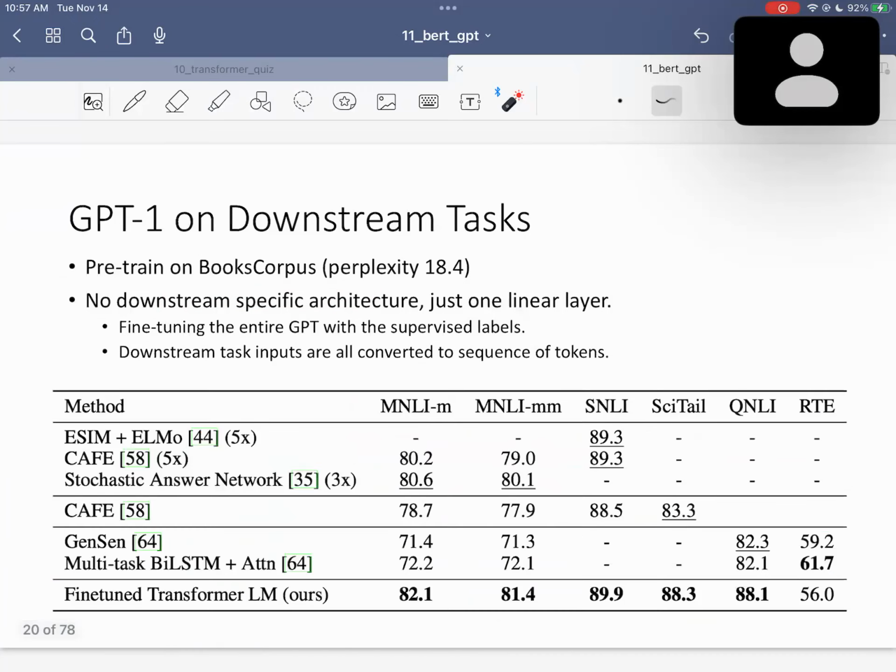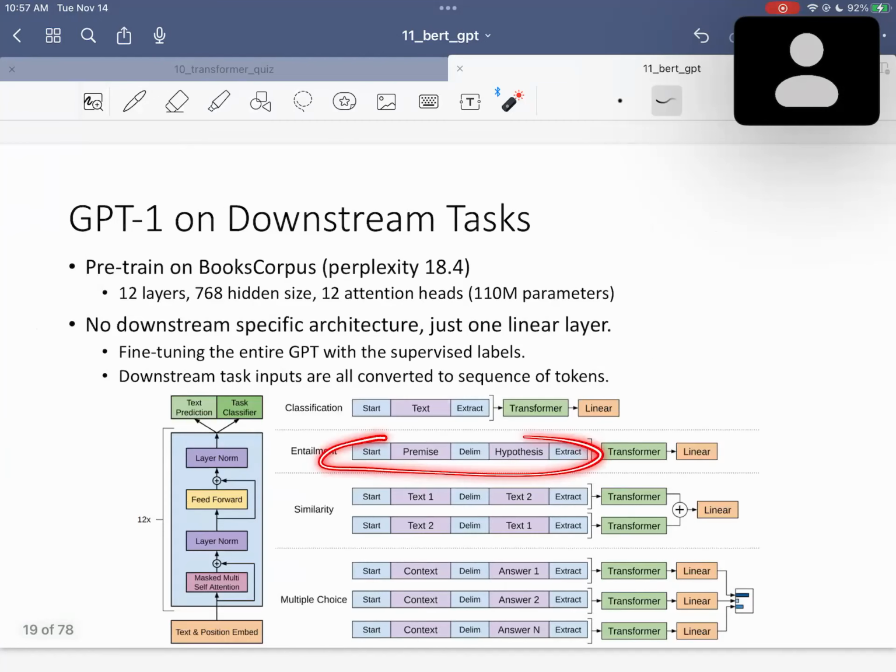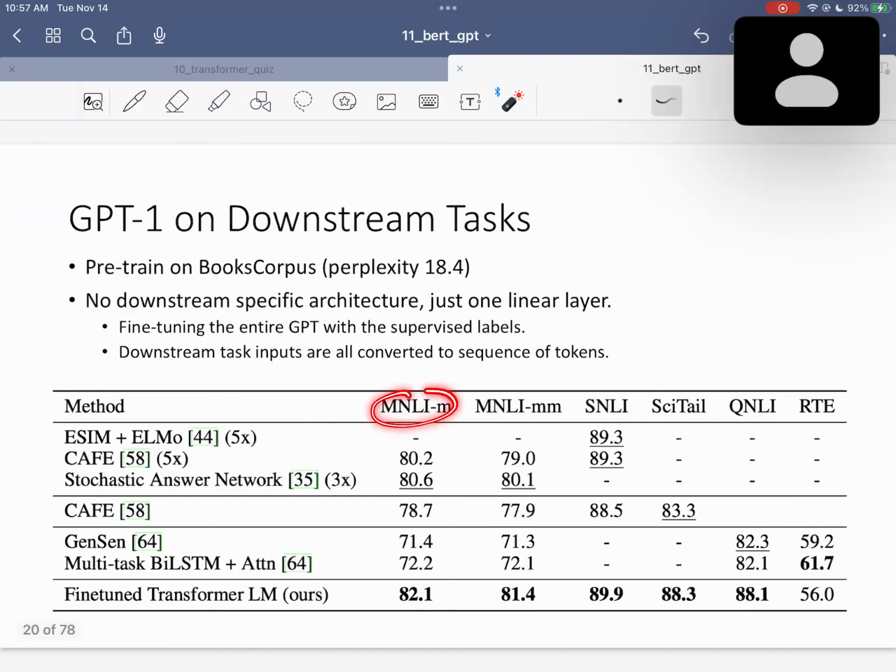So GPT-1, obviously they wanted to compare their method to ELMo. This is NLI. NLI is this entailment task. There are different NLI data sets, and on all those NLI data sets, they were more or less state of the art. Specifically compared to ELMo, this is a little bit of improvement. It's not groundbreaking, but still a little bit of improvement.